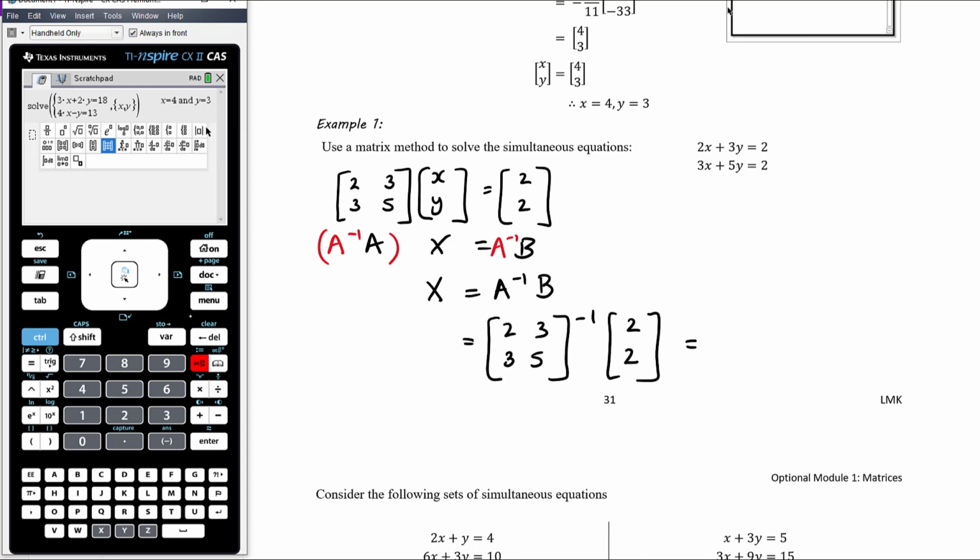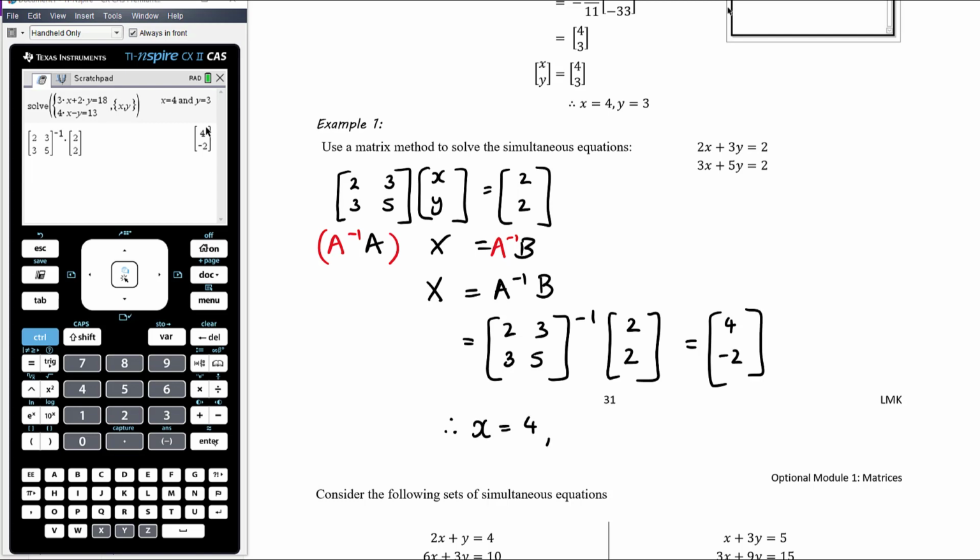So let's go with a 2 by 2 matrix. So it is 2, 3, 3, 5. And we want the inverse of that, so the power of negative 1. And we want to multiply that by a 2 by 1 matrix, which has 2 and 2 in it. And so we get 4 and negative 2, and so therefore x is equal to 4 and y is equal to negative 2.